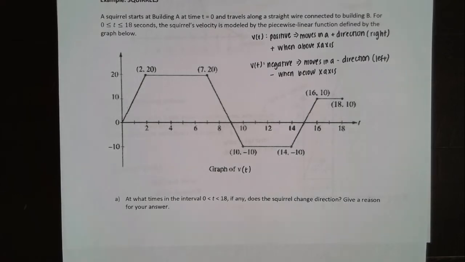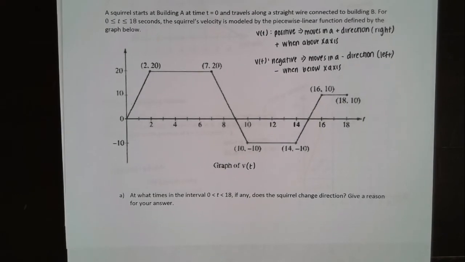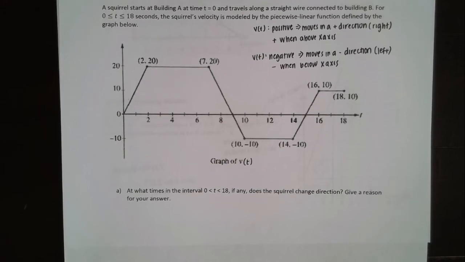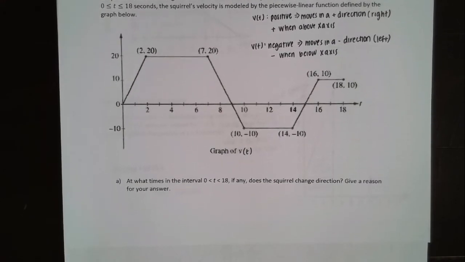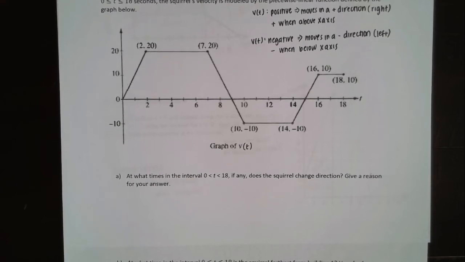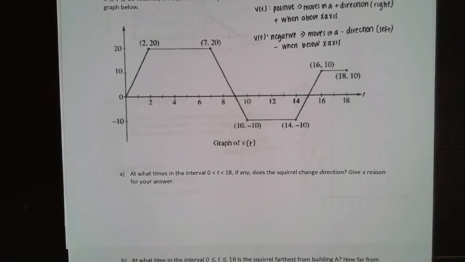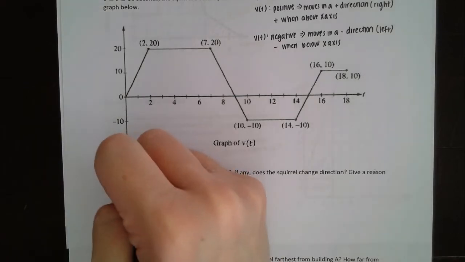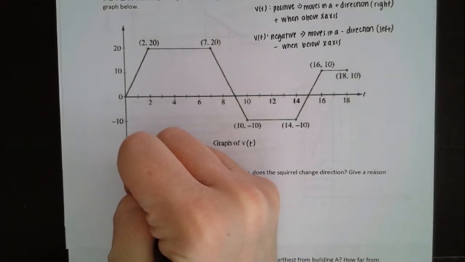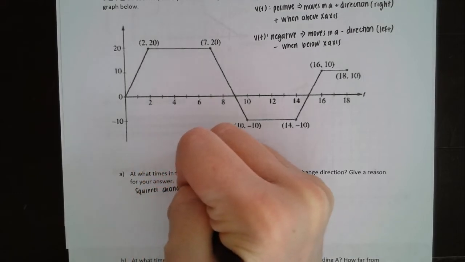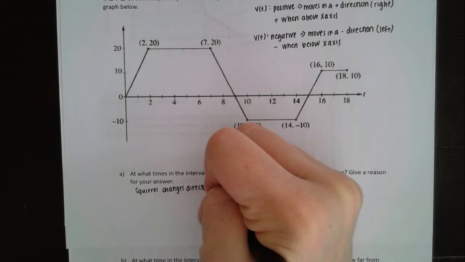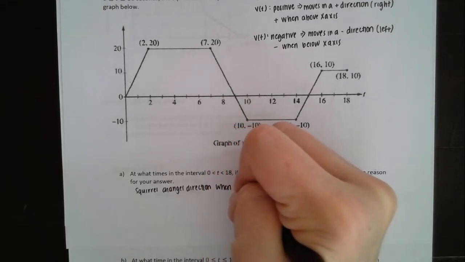So question A is asking us at what times in this interval, if any, does the squirrel change direction? We want to give a reason of why. Well, think back to the particle problems. We said that the particle changed direction when v of t was equal to 0. So in this case, our squirrel is going to be changing direction when our v of t is equal to 0.